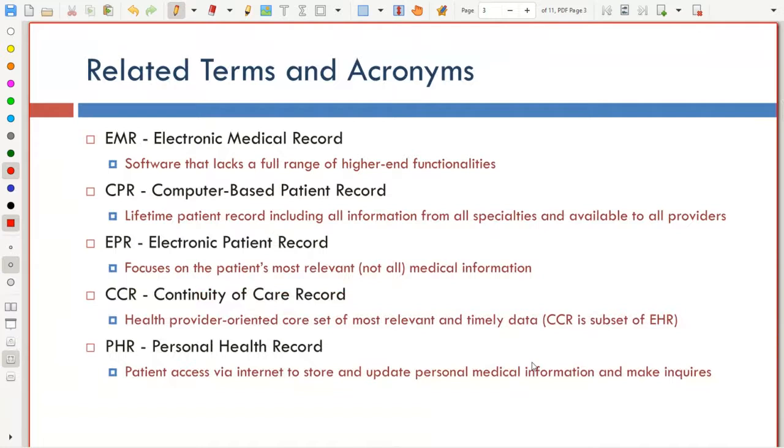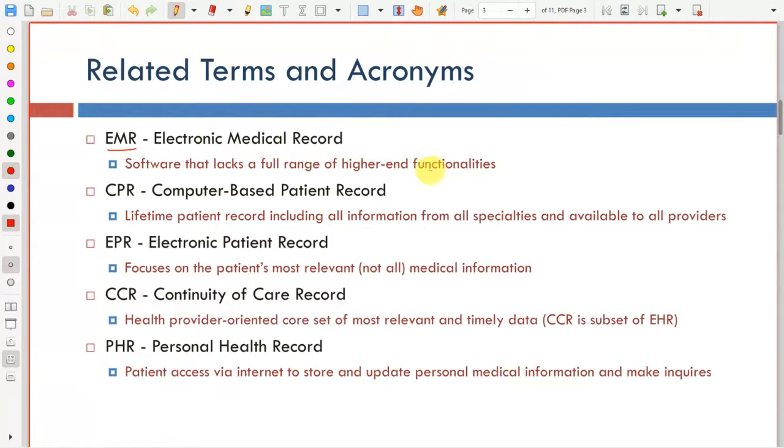So there are so many terms, as with any technology. Sometimes you have a certain common terminology, but there are other terminologies that some people use in some contexts. Some people call EHR, sometimes they call it electronic medical record, EMR, okay? Just to be honest, all these terminologies can be the full functional EHR, but sometimes EMR is used when you have a software that lacks a full range of higher end functionalities, okay?